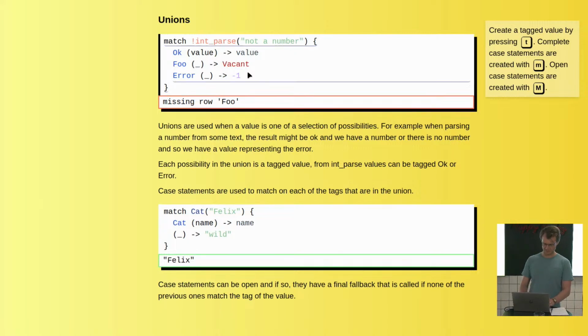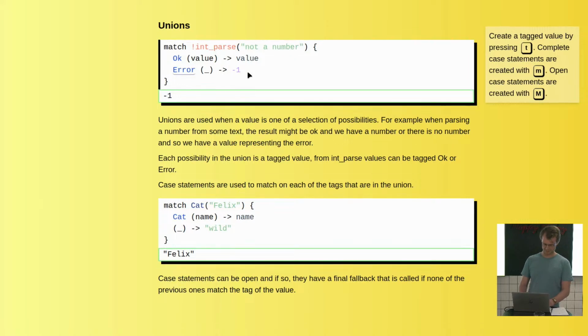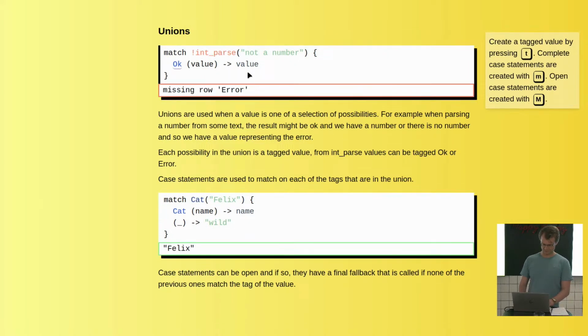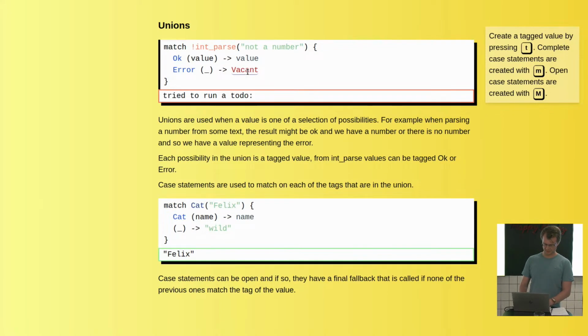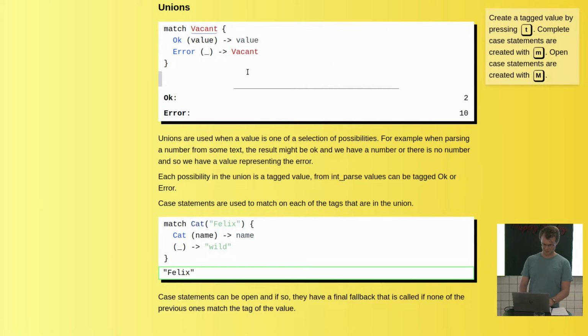Oh, maybe I'm lying to you. Okay, I didn't practice this demo. Let's see if this is true. Error. So there's a to-do down the bottom, but if we change this, we tag this with just OK.